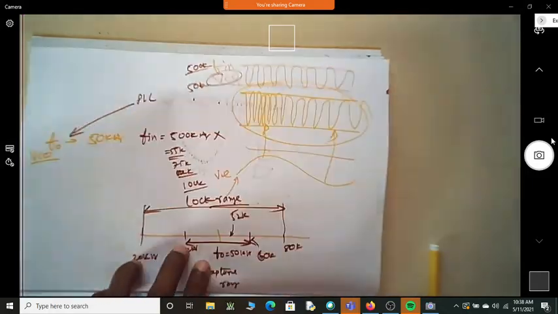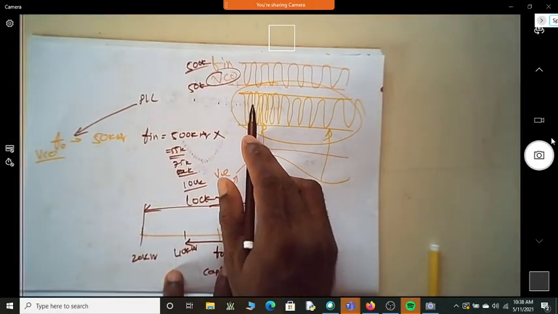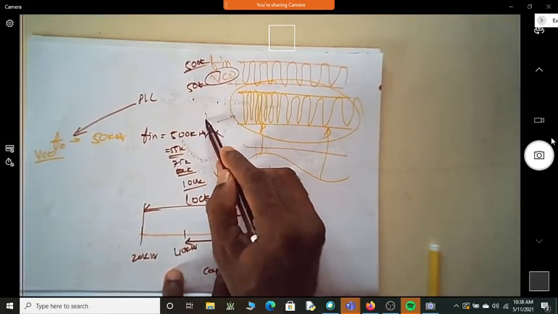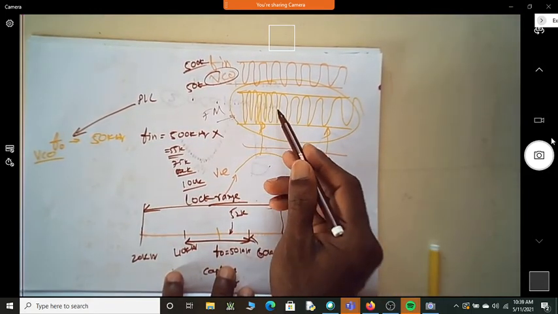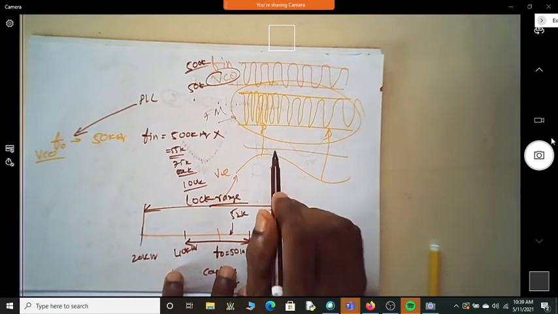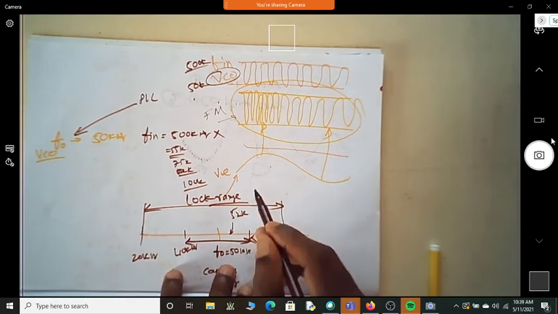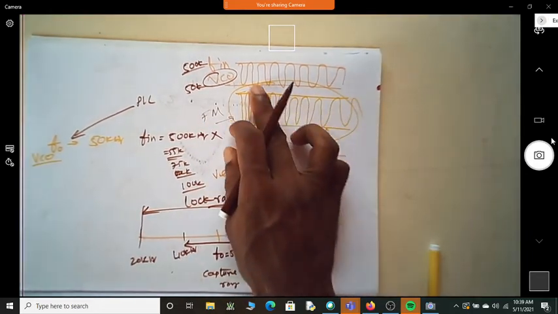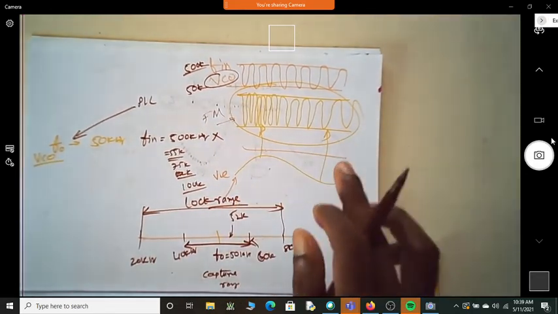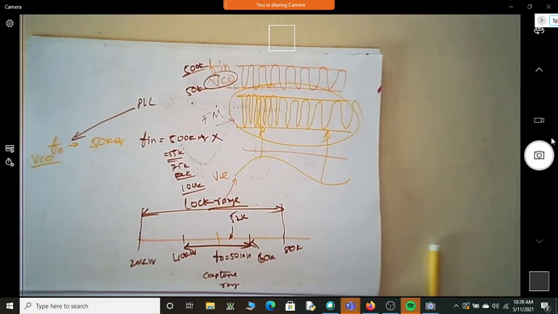As I just explained here, any incoming FM signal, if it has to be demodulated, should first come into the capture range. Once it comes inside the capture range, you can extend the frequency beyond some extent so that you can get a demodulated waveform.